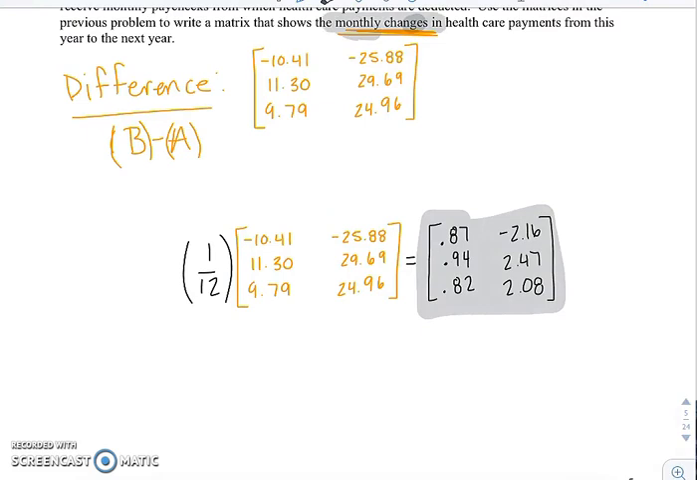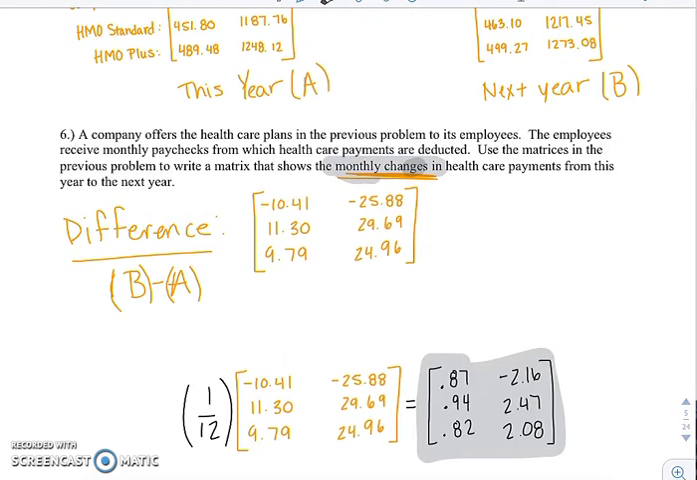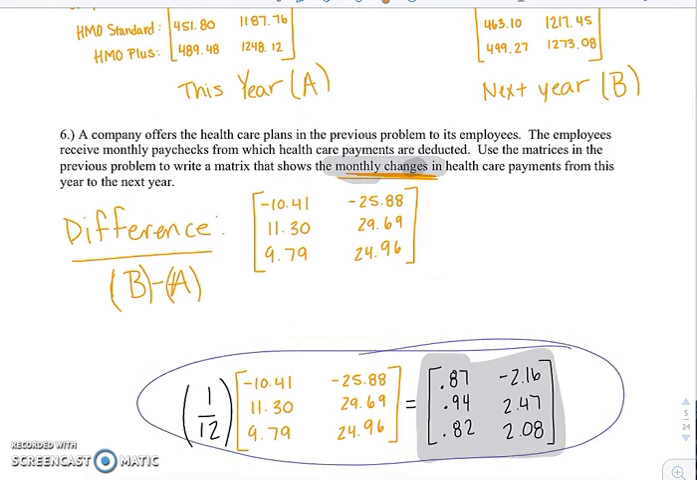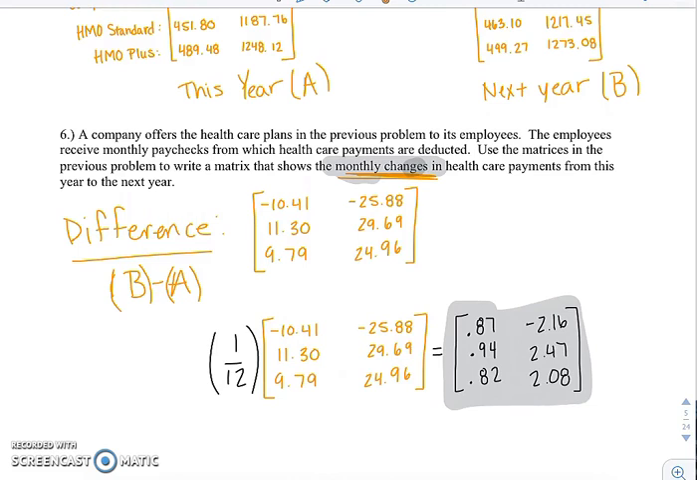We took the total changes for the year and divided them by 12. So for the comprehensive individual plan, it's actually an 87 cent increase. But for the family comprehensive plan, it's actually a $2.16 decrease in the charge for that insurance. And again, if we were doing this in real life, we'd probably just put that into a computer and figure it out. But that's how they would do it, essentially, using those matrices to organize the information and then doing what we need to the whole matrix at one single time.